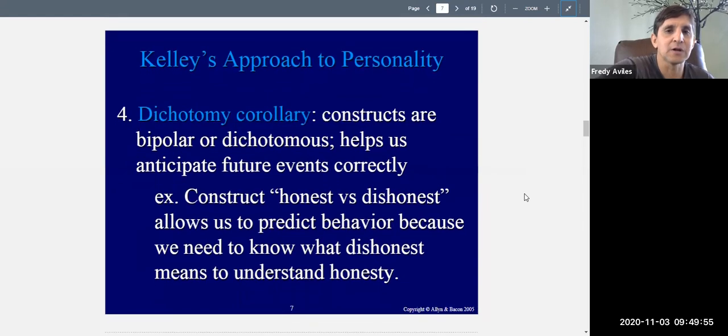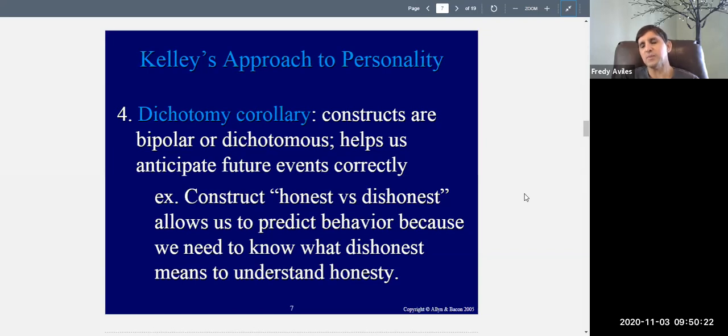Okay, the dichotomy corollary. The dichotomy corollary says that constructs are bipolar or dichotomous, and they help us anticipate future events correctly. Basically, constructs have their opposite, and the way we know things is by understanding what the opposite is. So for instance, the construct honest versus dishonest allows us to predict behavior because we need to know what dishonest is to understand honesty.